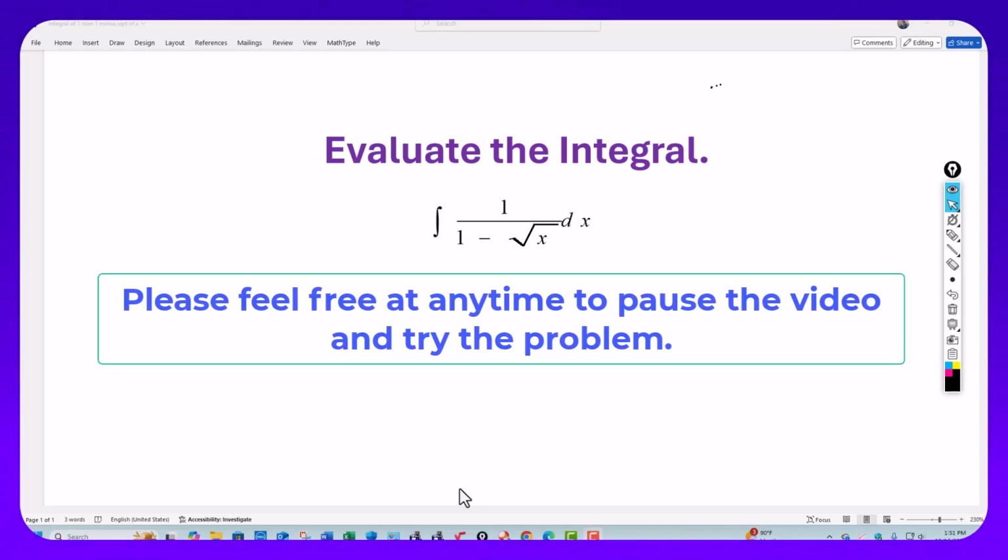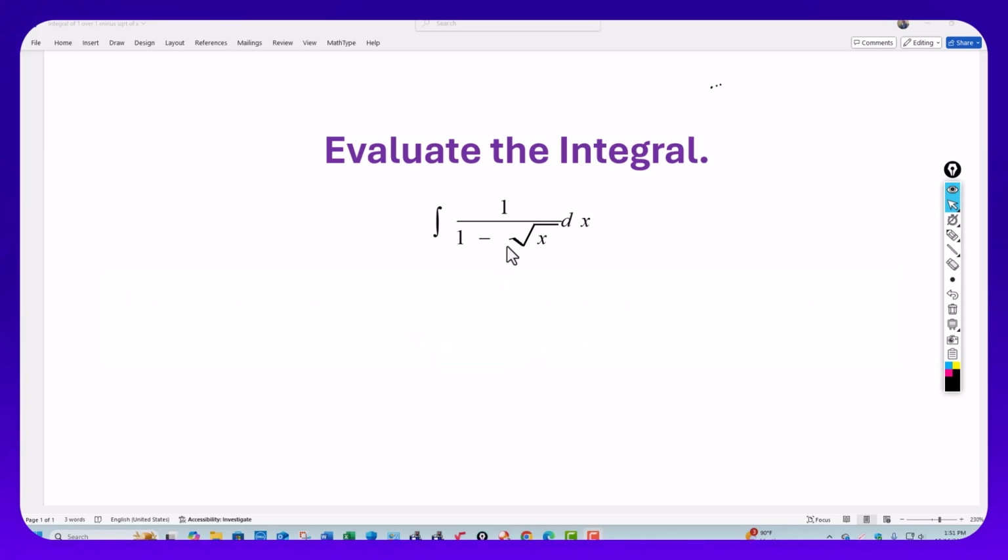In this video, we have the integral of 1 over 1 minus the square root of x. It has a radical in the denominator, so initially I can't consider partial fractions. So the only thing I can look at right now is a u substitution. The only option I have really is either letting u equal the square root of x or 1 minus the square root of x.